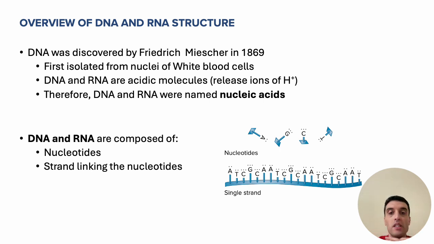DNA was first discovered in 1869. It was isolated from white blood cell nuclei, so that's why they called them nucleic acids, since they do produce an acid environment by the release of H+ ions, hydrogen ions. It took, as you can see, almost 100 years from the discovery of DNA as a molecule to learning the function of DNA and RNA.